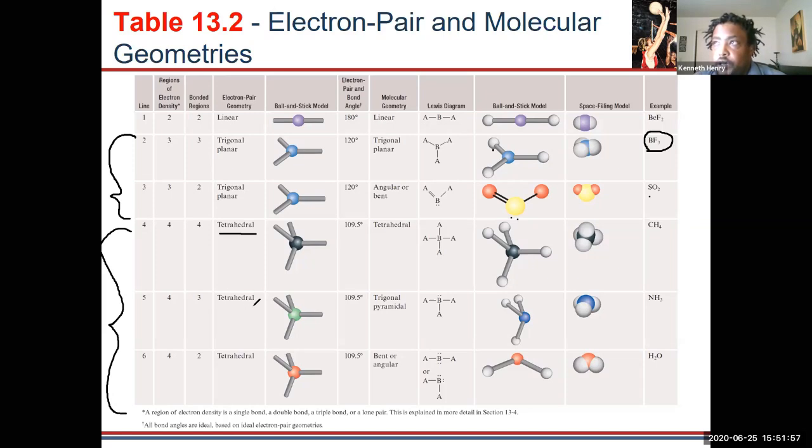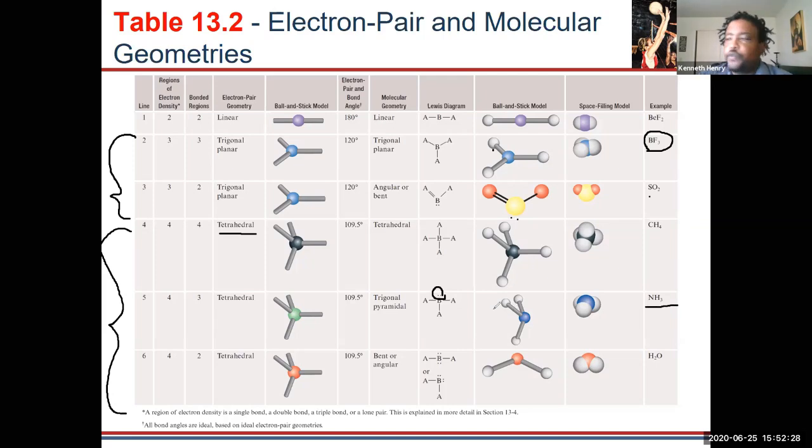Your electron pair geometry is going to be tetrahedral. Your bond angle is going to be 109.5 or around that. It may vary depending on what you have attached, so it may change just a little bit. In this case, if it's a lone pair up here and you have 3 attachments, like in the case of ammonia, that lone pair pushes things down.